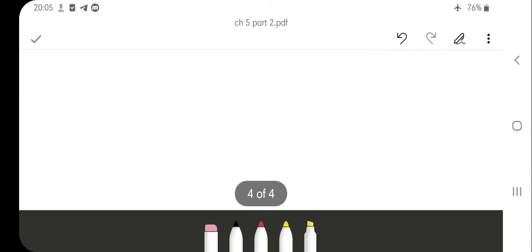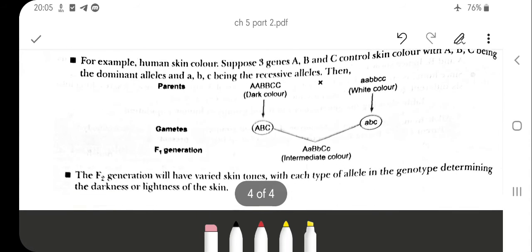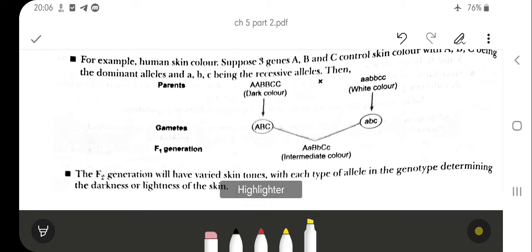A very common example we discuss for polygenic inheritance is human skin color, because we have a number of phenotypic expressions, or colors, of human skin, and they are controlled by 3 genes. The dominant alleles are capital A, B, C, and the recessive are small a, b, c. When the dark parent is crossed with the white parent, that is the recessive parent, they will get an intermediate color. The F2 generation will have varied colors. You can see they have 1, 2, 3, 4, 6. So they will have 64 progenies.